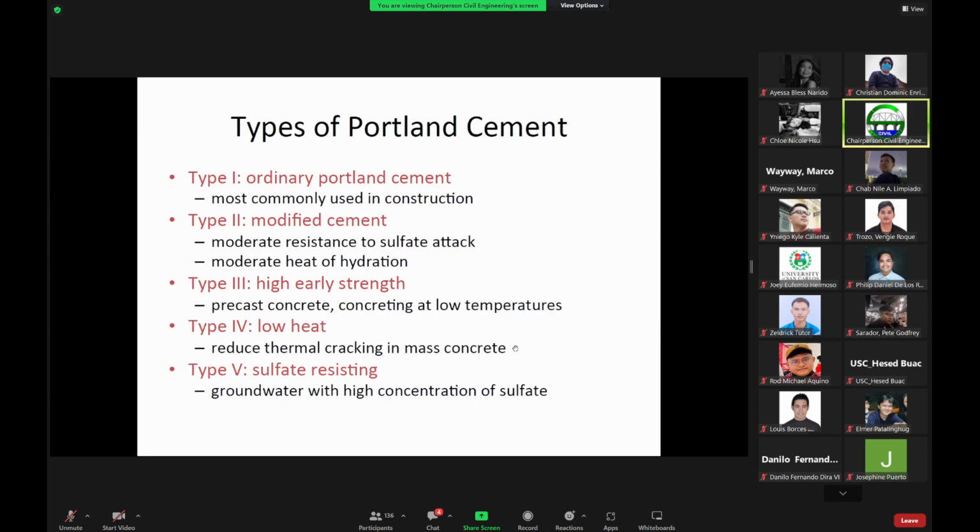So when you have large sections, like mass foundations, very thick sections of concrete that would be more than 500 millimeters thick, it's best to use cement that has low heat to reduce thermal cracking. Then type 5 is your sulfate resisting cement. This is used when the application of concrete is in groundwater with high concentration of sulfate. So to prevent any sulfate attack, we use this type 5 to improve properties of our concrete.